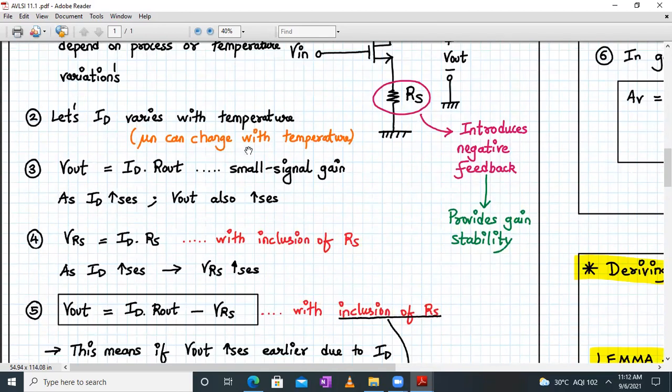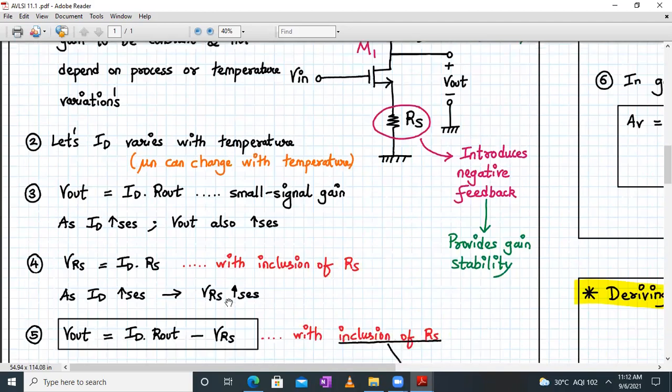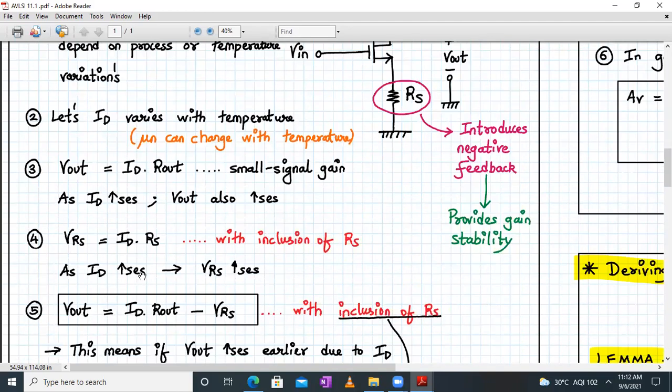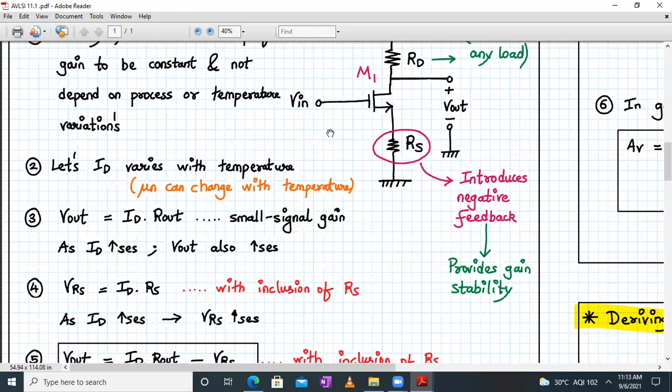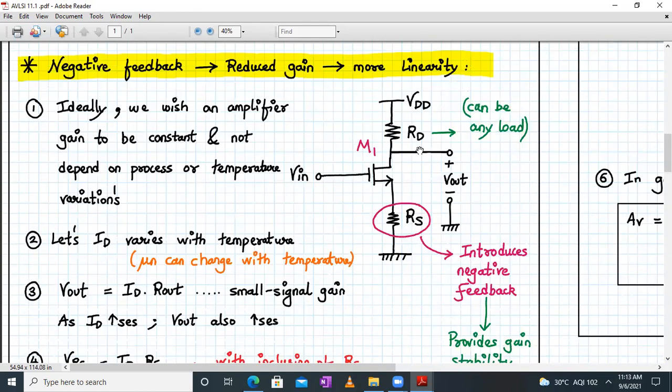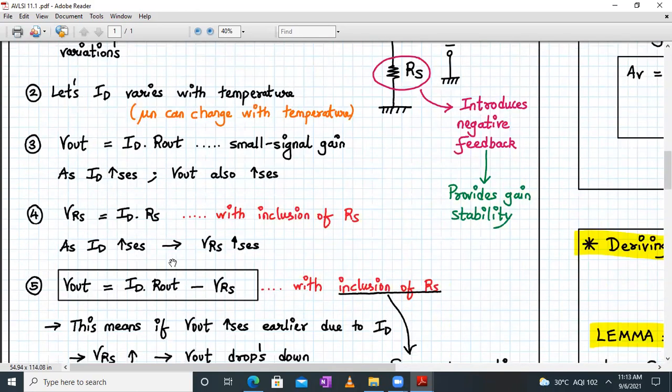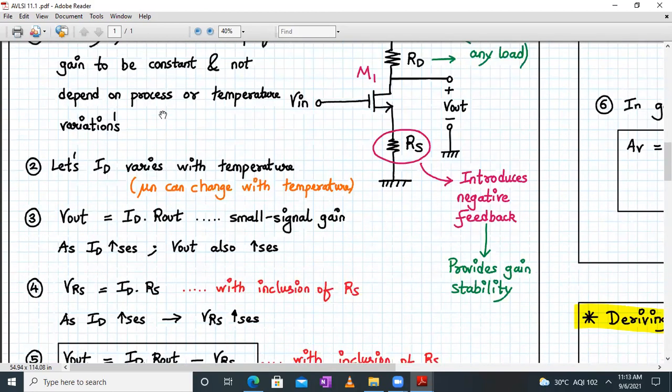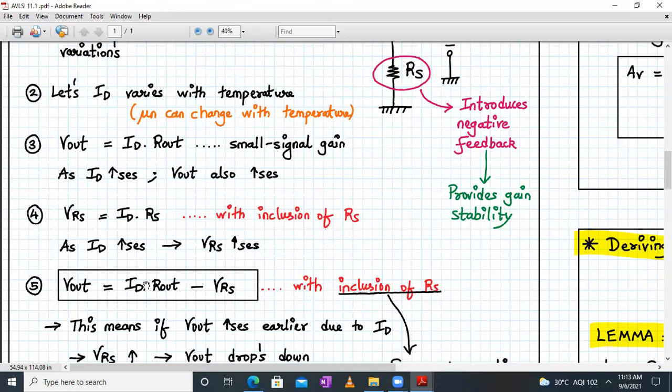But what is your VRS now? Your VRS is given by ID RS. So as your ID increases, your VRS also increases. Okay, so basically your Vout is actually given by ID into Rout minus VRS. Okay, that's the actual expression, right? So that's the expression over here. Vout is equal to ID Rout minus VRS with the inclusion of RS. Okay, now this was the formula, Vout equal to ID Rout.